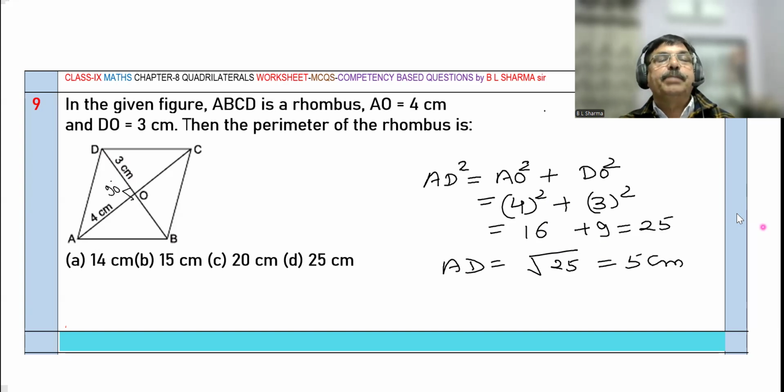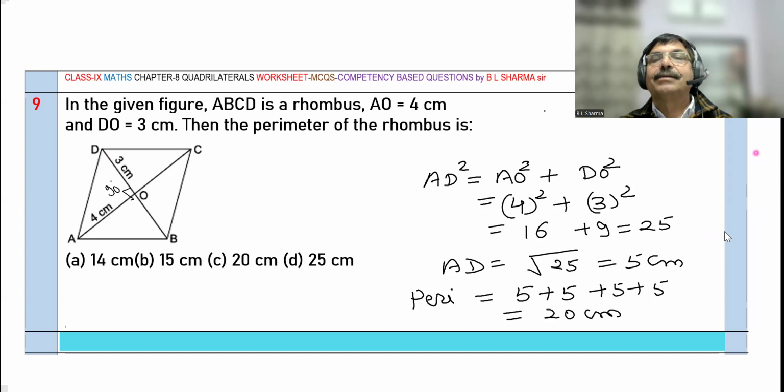But now, what is perimeter? Perimeter means sum of all four sides. We know in rhombus, all sides are equal. AD is 5, AB is 5, BC is 5, and CD is also 5. So perimeter is 5 plus 5 plus 5 plus 5. That is 20 centimeter. So C is correct option.